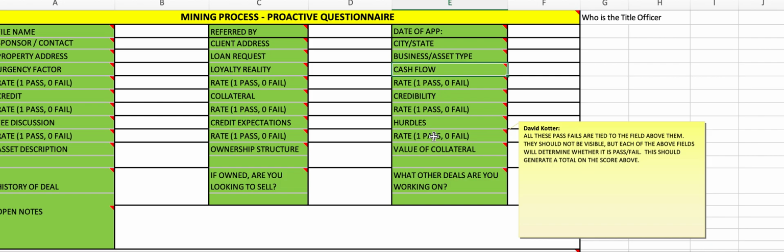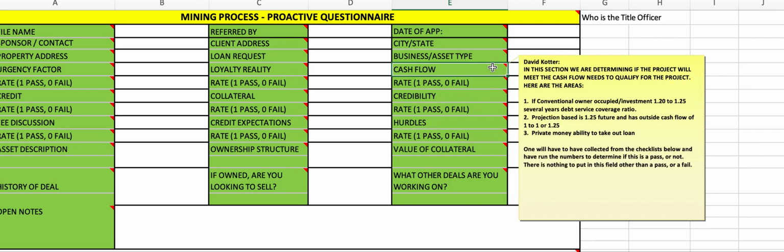So that's the second thing of trying to determine whether this is something we can work with or not. The third one is cash flow. So in this section, we're trying to determine if the project will meet the cash flow needs to qualify. If it's a conventional owner-occupied investment, we need to have a 1.2 to 1.25 debt service coverage ratio.